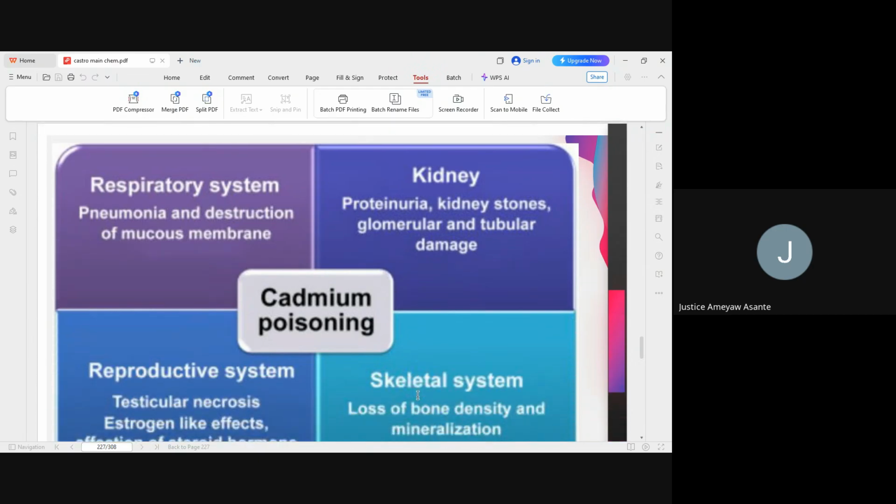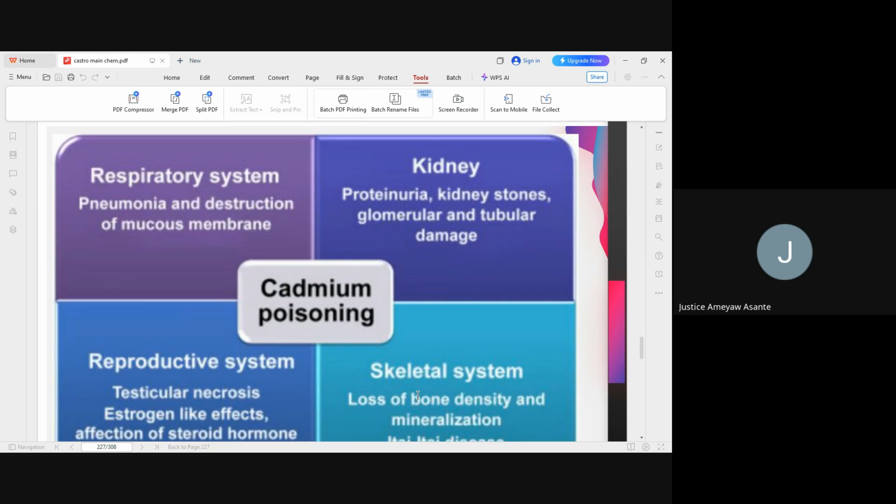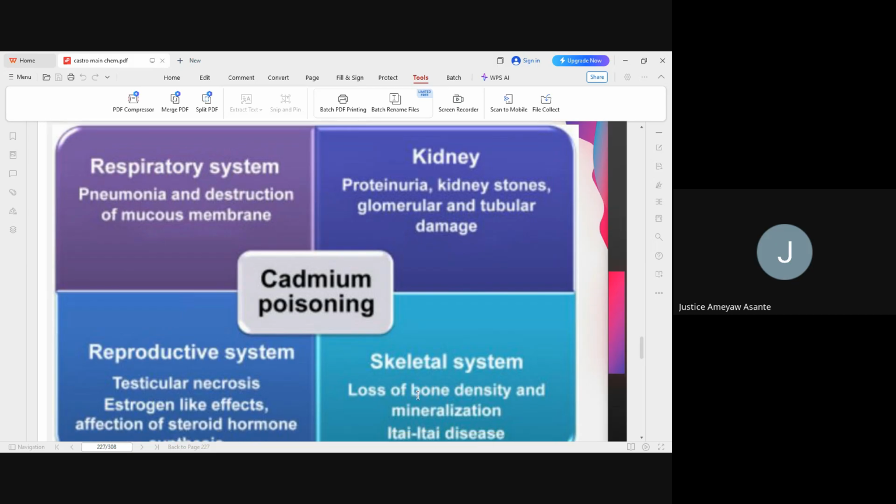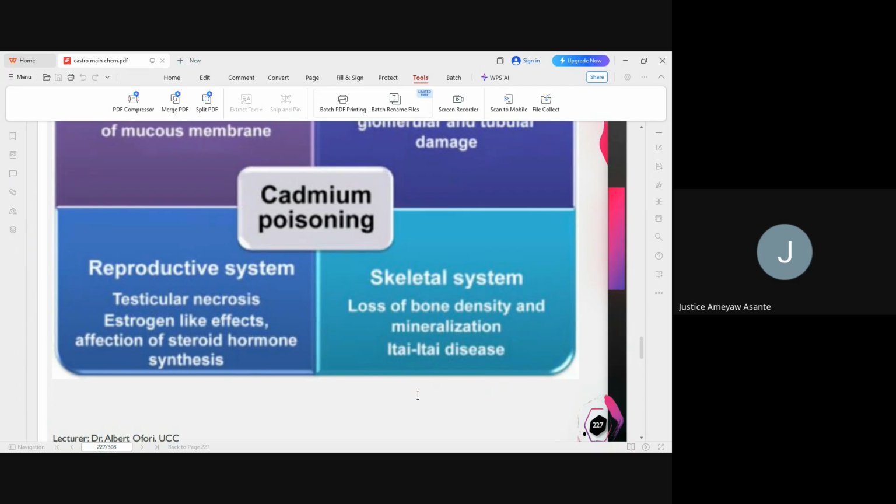Mechanism of Cd poisoning: respiratory system, pneumonia, and destruction of mucous membrane; kidney, proteinuria, kidney stone, granular and tubular damage; reproductive system, testicular necrosis, estrogen-like effects, affection of steroid hormone synthesis; skeletal system, loss of bone density and mineralization, vitality diseases.